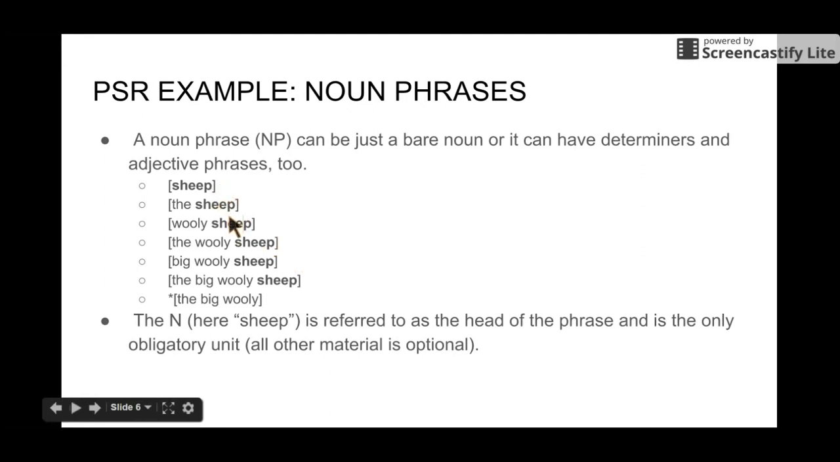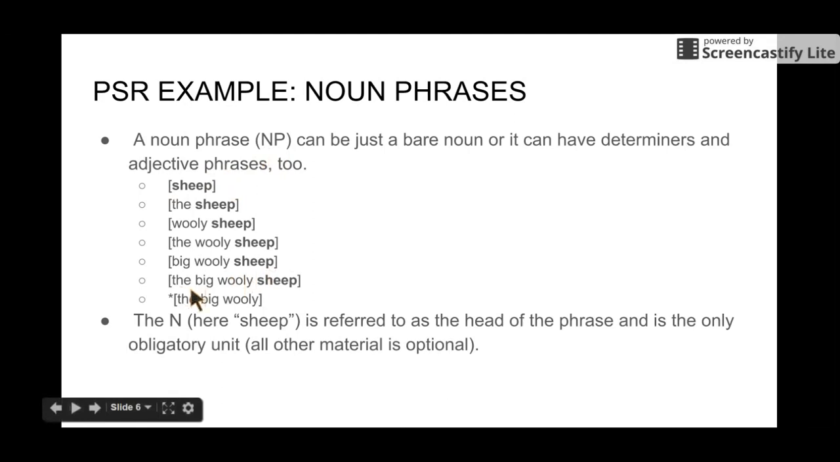So we can have sheep, the sheep, woolly sheep, the woolly sheep, the big woolly sheep. We have a determiner as well, the big woolly sheep. As we can see, the only element that occurs in every position and every string is sheep. So sheep will be the head of this phrase. And because sheep is an N, a noun, the whole thing would be NP. And we can have a single word, sheep, as an NP, right?